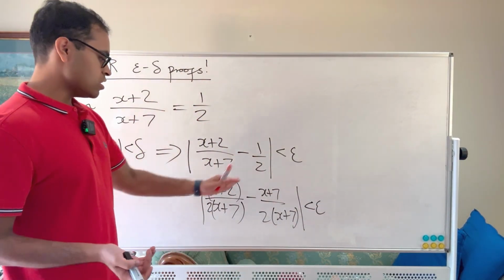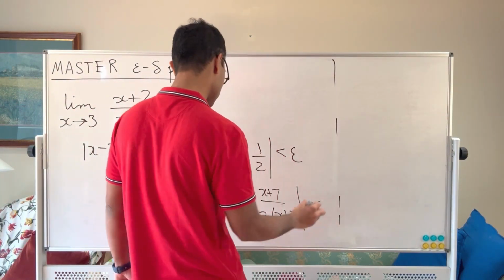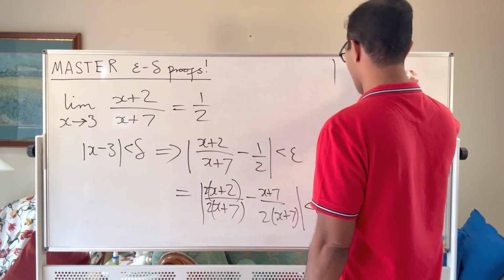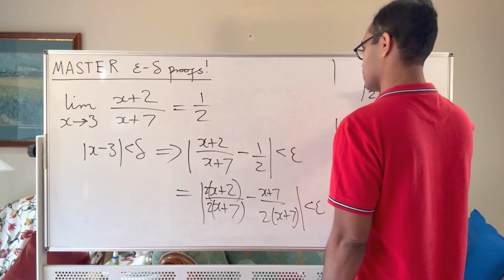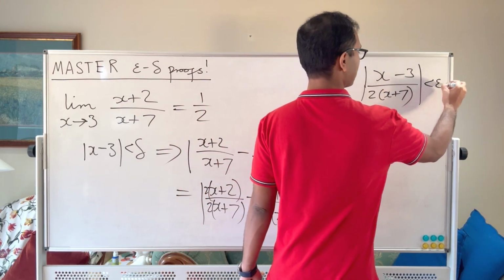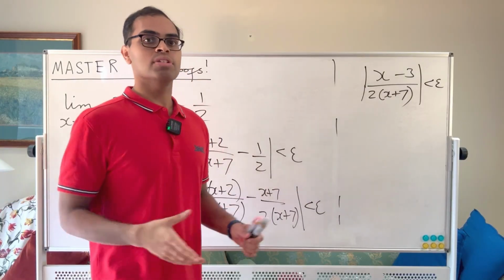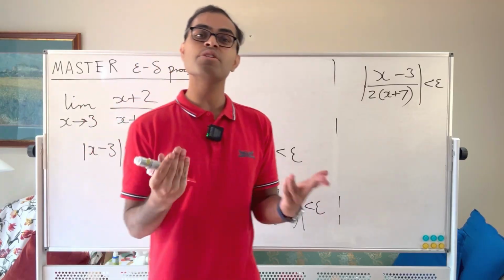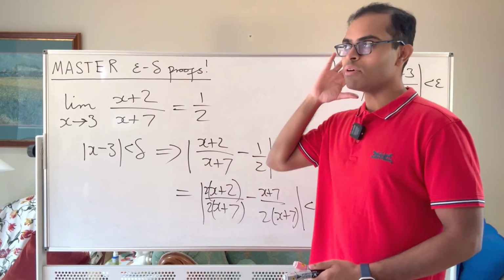In this situation, I just simplify what's inside this absolute value. I'm going to do it on this side of the board now. We're just going to get 2x plus 4 minus (x plus 7), which is going to be the absolute value of x minus 3 divided by 2 times (x plus 7). That's going to be our expression, and we want to say that this is less than epsilon. Now we see the absolute value of x minus 3, which we should see. We know this expression should be 0 when x is 3. That's because we're dealing with a continuous function that is defined at 3, and the value at 3 is the limit as x goes to 3. That's what we intuitively know.